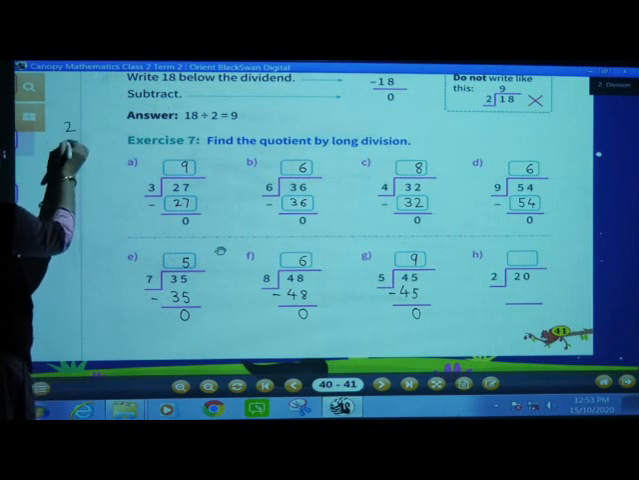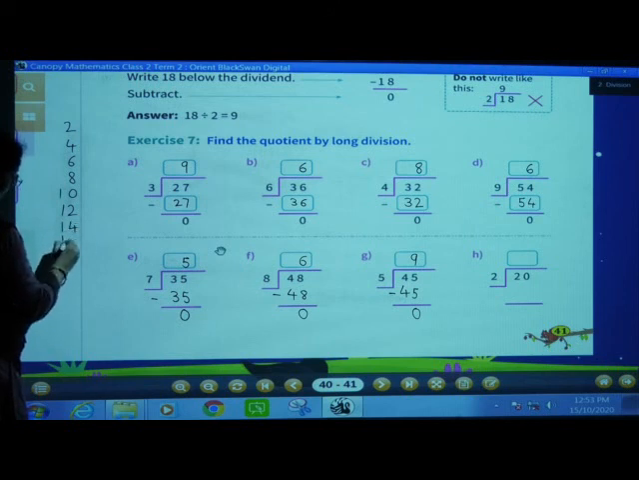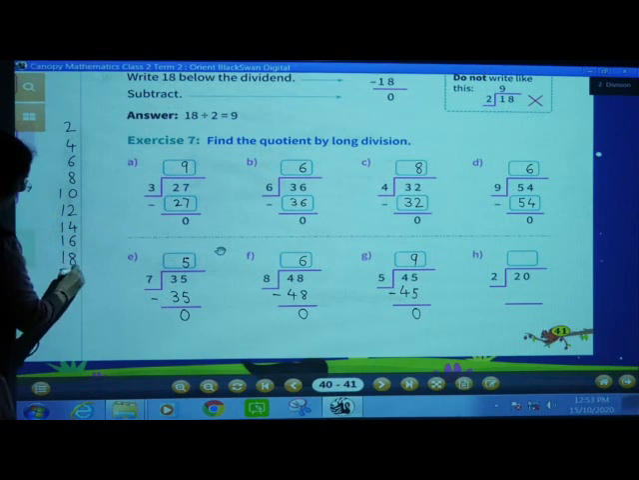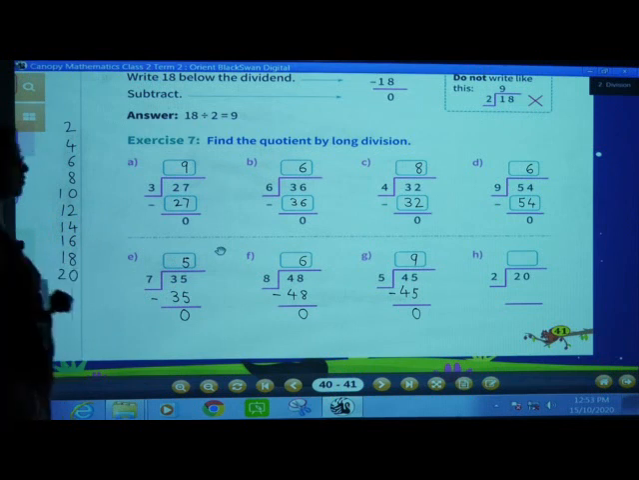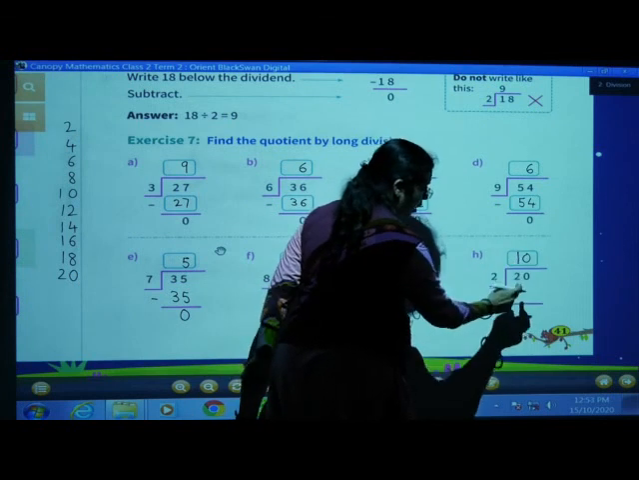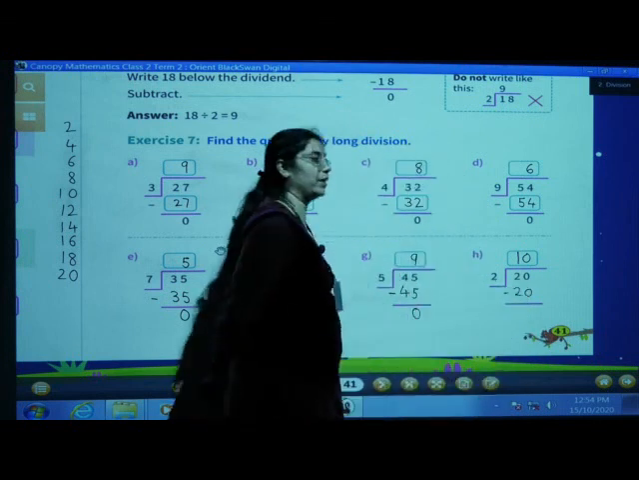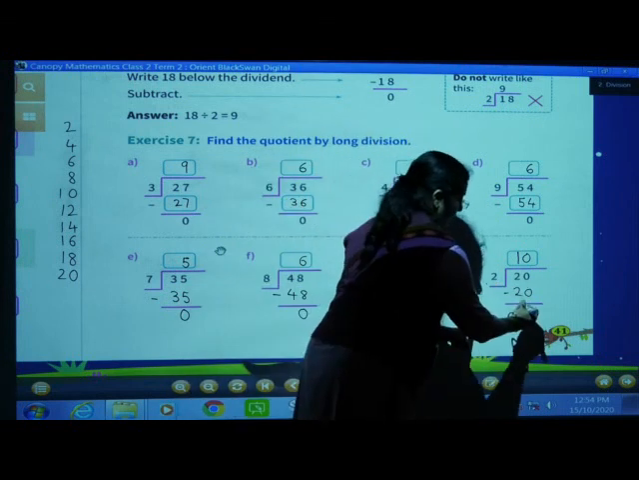2 ones are 2, 2 twos are 4, 2 threes are 6, 2 fours are 8, 2 fives are 10, 2 sixes are 12, 2 sevens are 14, 2 eights are 16, 2 nines are 18 and 2 tens are 20. So what is the quotient? 10. 2 tens are 20. Write here 20 and subtract 20 minus 20, 0.